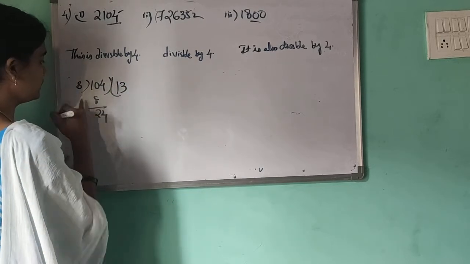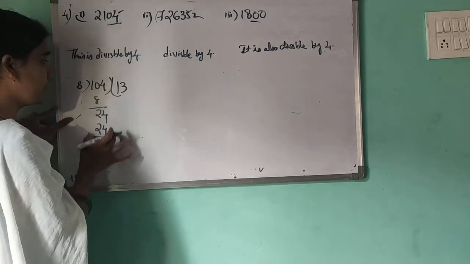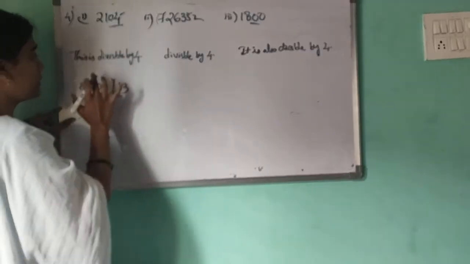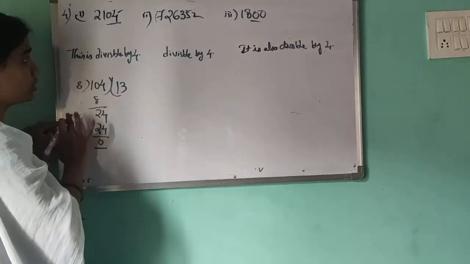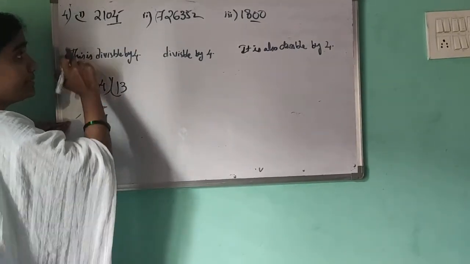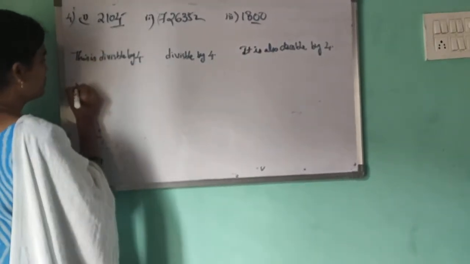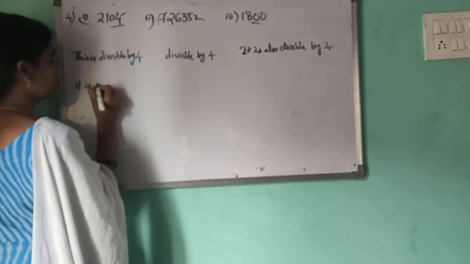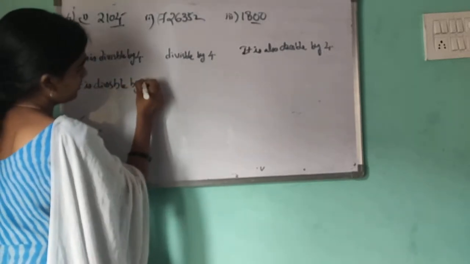Three 8s are 24, remaining is 0. So we will get this number is the whole number, the last digit is divisible by 8. So we will get the remainder is 0. So the whole number is also divisible by 4. So it is divisible by 8.